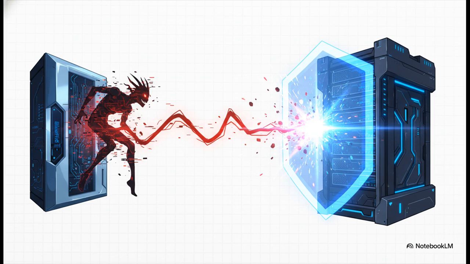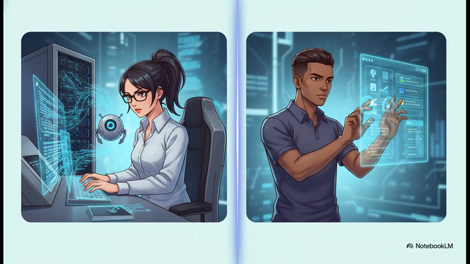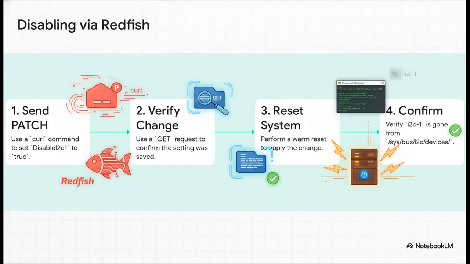To slam that door shut, the best practice is to disable the I2C1 channel. That's the specific path from the ARM to the BMC. And you've got 2 great ways to do this. If you're all about automation and scripting, the Redfish API method is going to be your best friend. But if you'd rather use a graphical interface and click through some menus, you can do the exact same thing right from the UEFI BIOS during boot. Let's look at both.